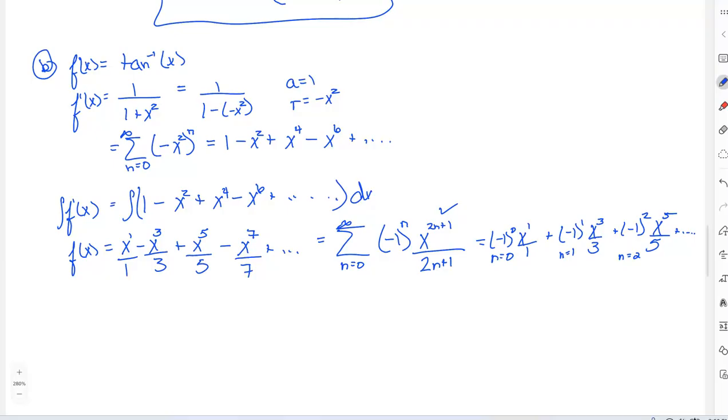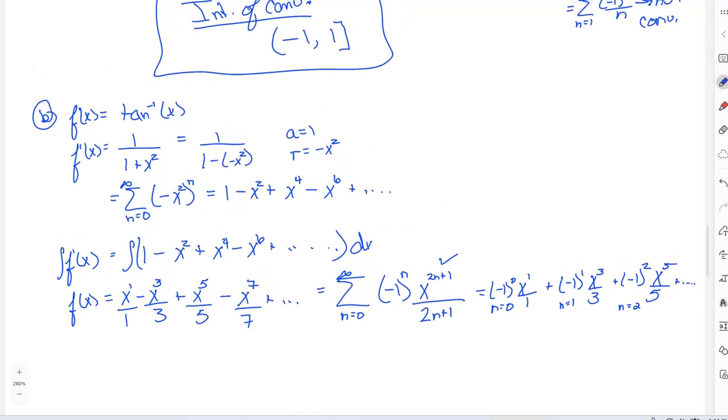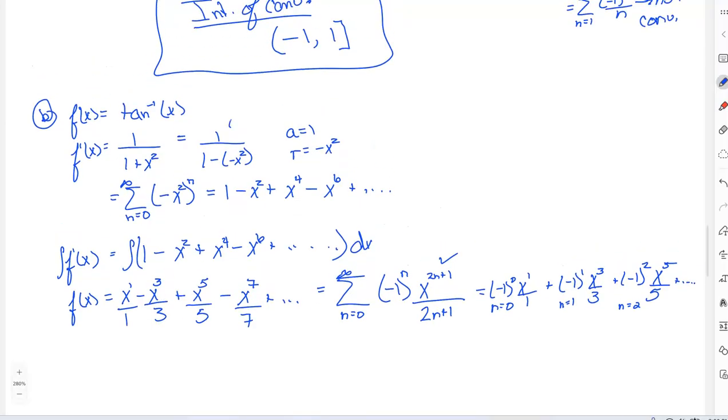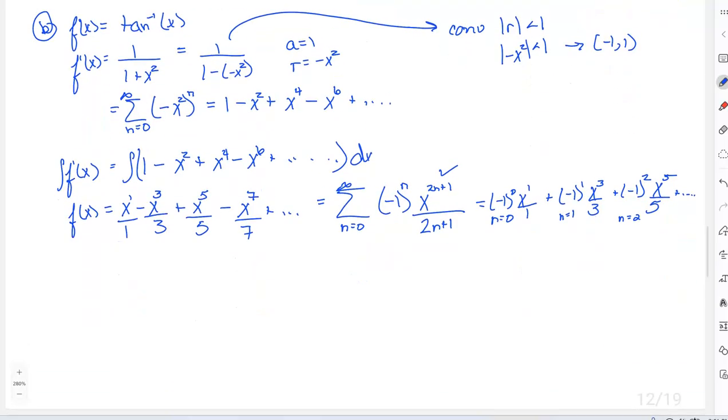Now let's talk about the interval of convergence. So again, we're going to go back to where we started. This geometric series, we know, converges when the absolute value of r is less than 1. So the absolute value of -x squared has to be less than 1, which is going to be on -1 to 1. But we need to check endpoints for the interval. So I'm going to plug in -1, and then I'll plug in 1.